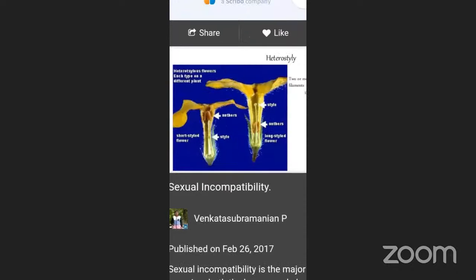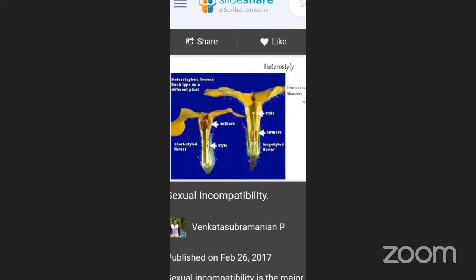So heterostyly. What are the advantages and biological significance of the sex incompatibility?